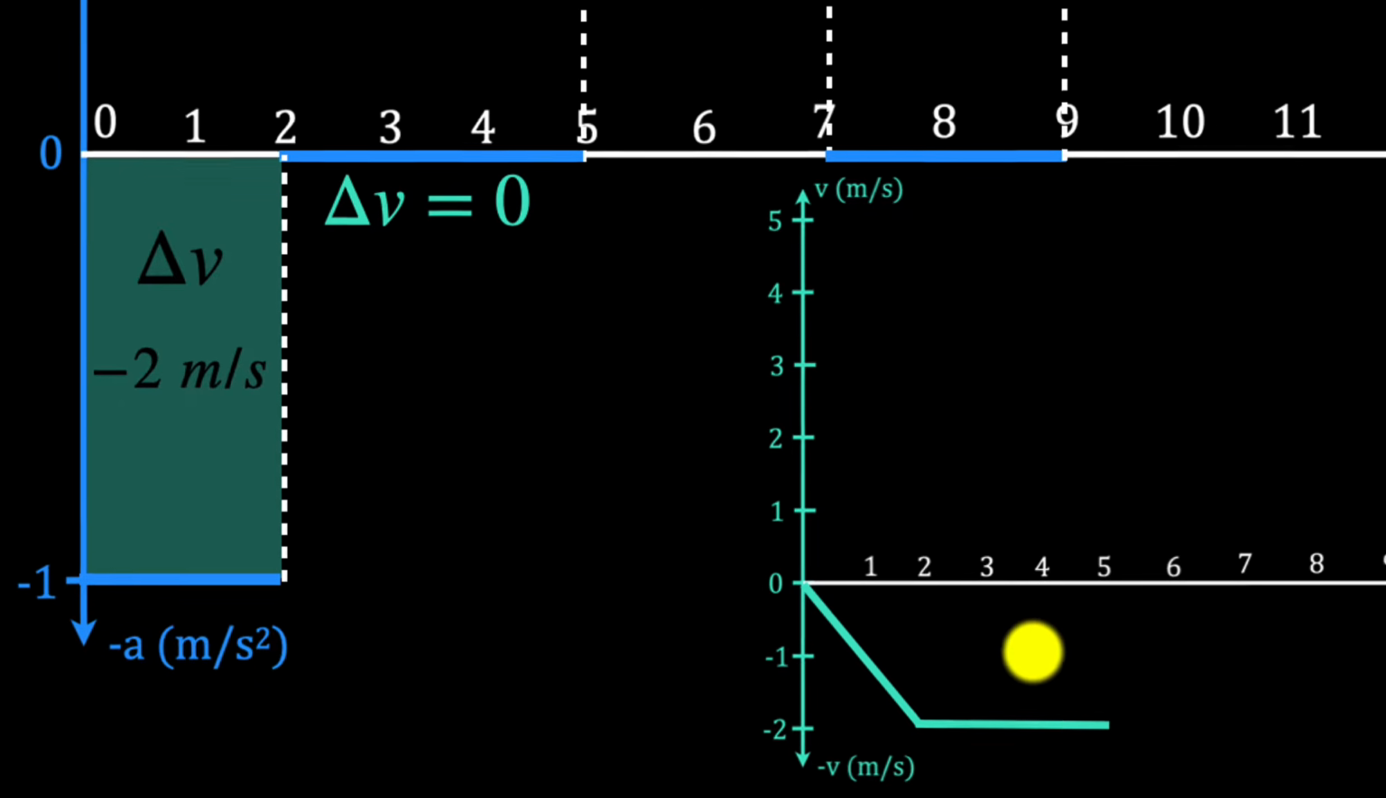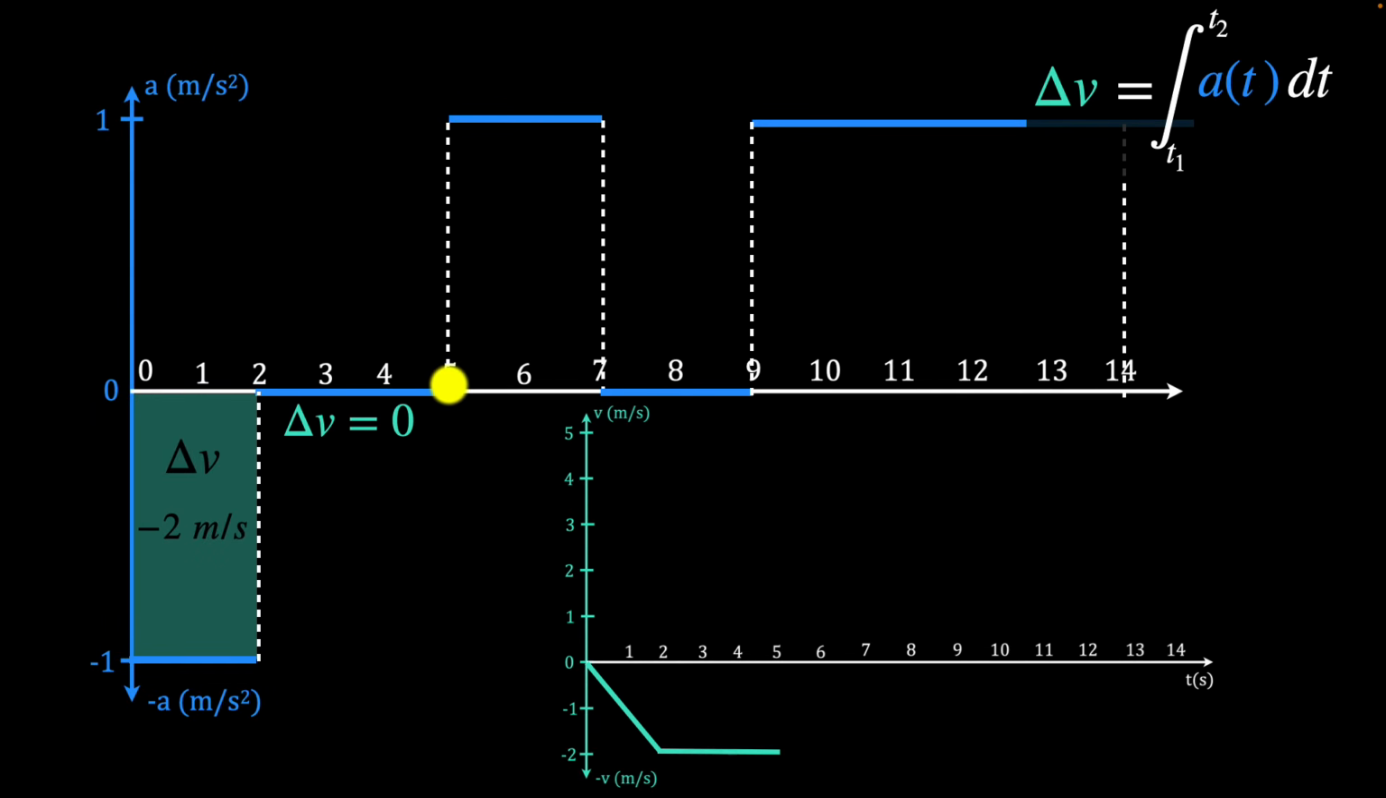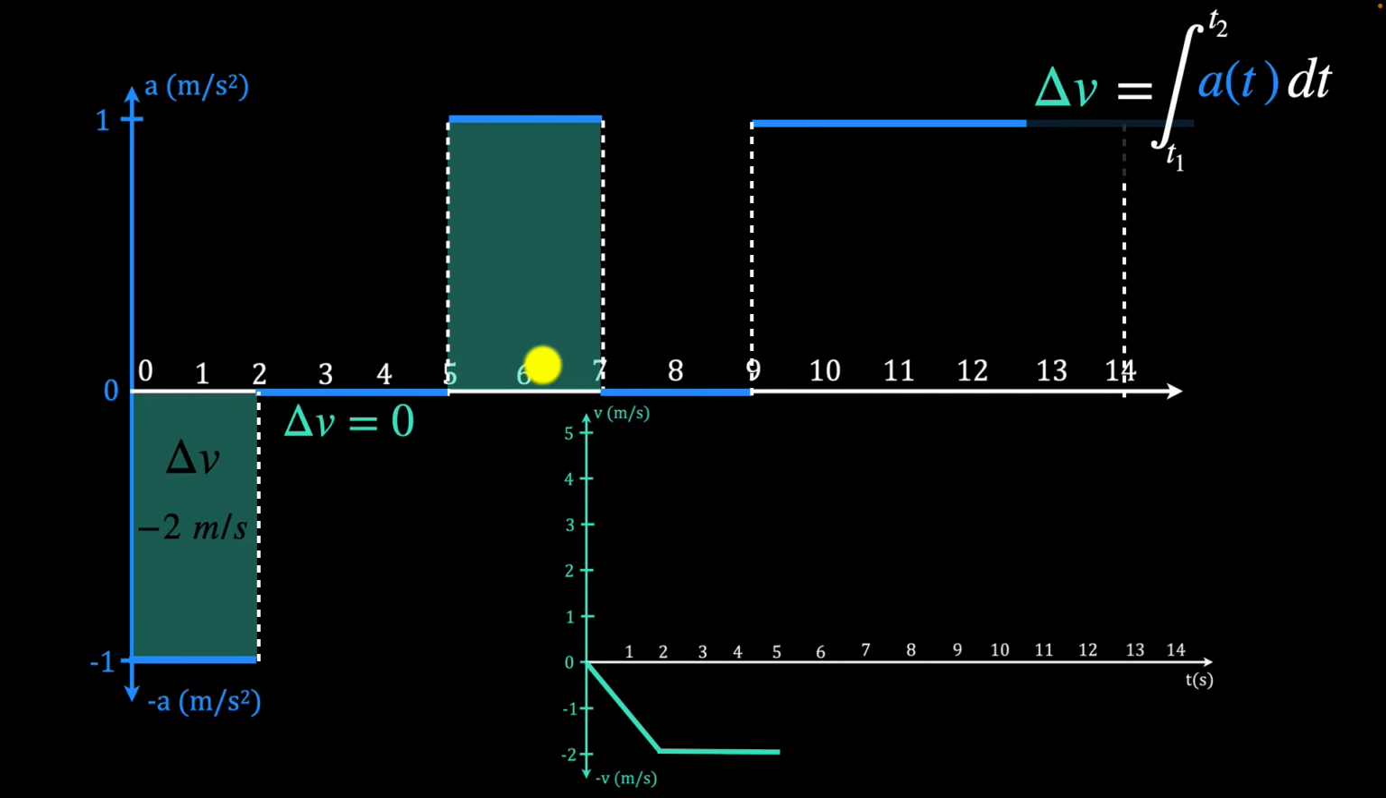Okay, let's proceed. What would the change in velocity look like from 5 to 7 seconds? Well, we have to calculate the area under this graph. And what's the area over here? Well, it's 2 times 1, that is plus 2. So the change in velocity now is 2 meters per second. So velocity increases by 2 meters per second from 5 to 7 seconds. So at the end of 5 seconds, we are at -2. If it increases by plus 2, it goes to 0.